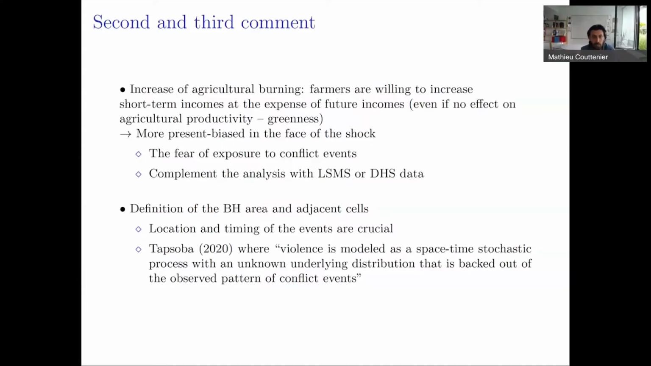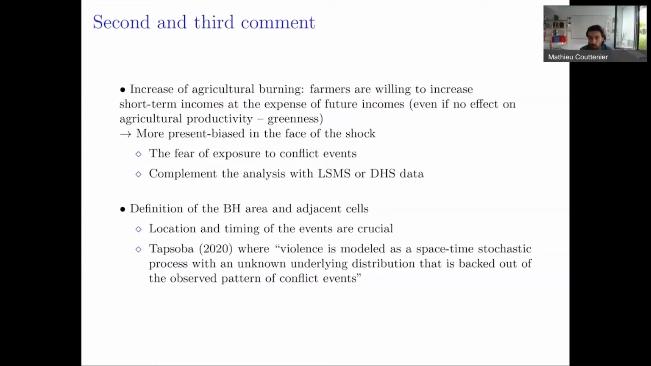And then my last comment is related to the definition you have of the Boko Haram area and about the adjacent cells. My understanding of your results is that what is very important is both the location of the activity of Boko Haram, but also the timing of the events. And I guess these two pieces of information are very crucial.